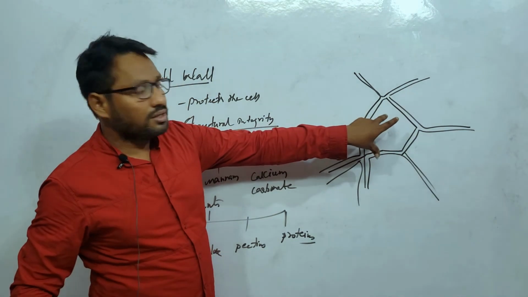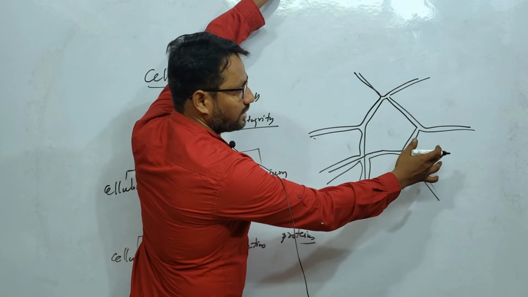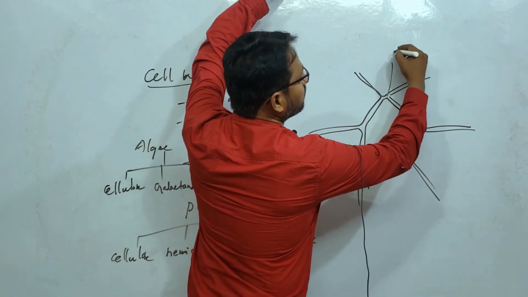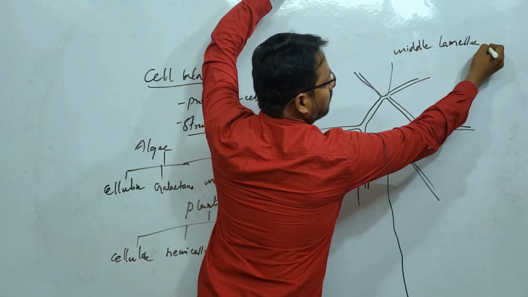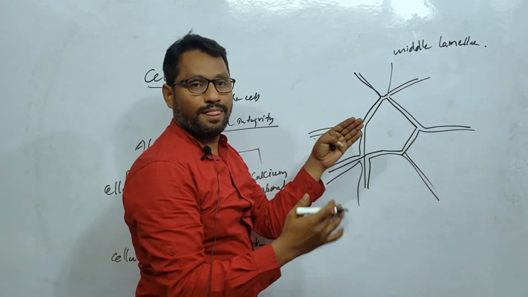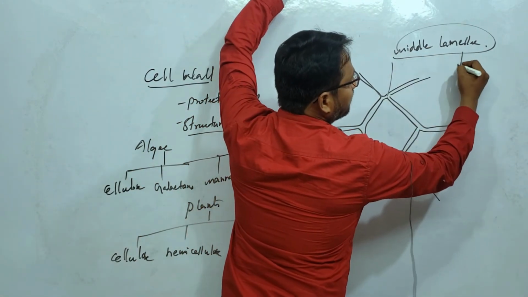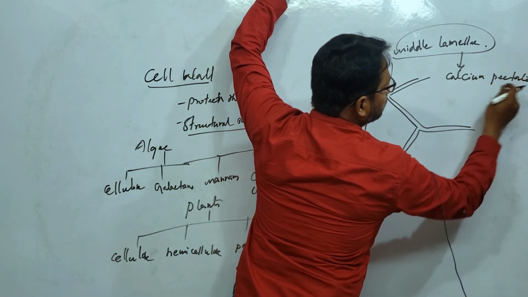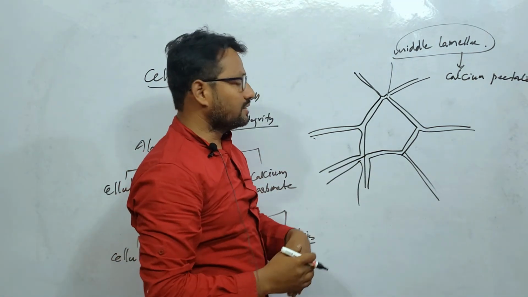On the image here, consider these are different cells joining together. The cells are joined with the help of the middle lamella. Here this middle lamella acts like a glue. It bonds surrounding cells, and it is made up of calcium pectate. So, what does this middle lamella do? It joins different, surrounding cells together.